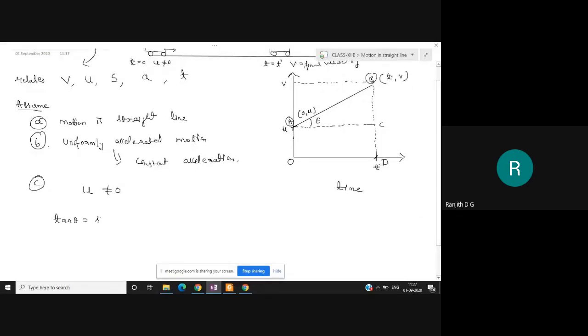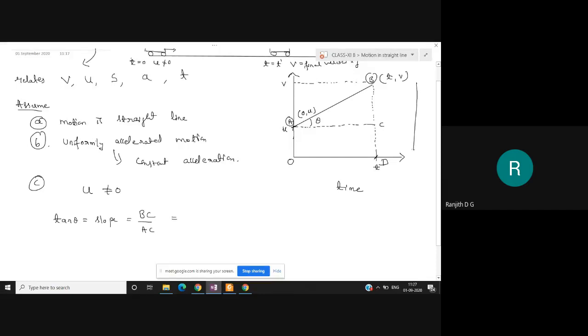Can you tell me what the slope is? Think. Slope is nothing but opposite over adjacent in this triangle. In the triangle ABC, tan theta is equal to slope. Tan theta is equal to what? BC by AC. What is BC in terms of velocities? Final velocity minus initial velocity, that is v minus u.